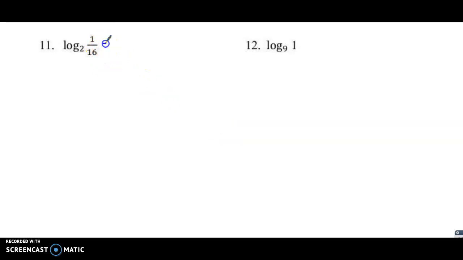Even if it's a fraction, I can still do the same thing. 2 raised to what power is going to give me 1 over 16? But remember, when I have a fraction and I want to make this a base of 2, to move this up into the top, we have to make that a negative exponent. So I know 16 is 2 to the 4th, so that's going to be a -4. So 2 to the x is equal to 2 to the -4. Bases are the same, so I know my exponents are the same.